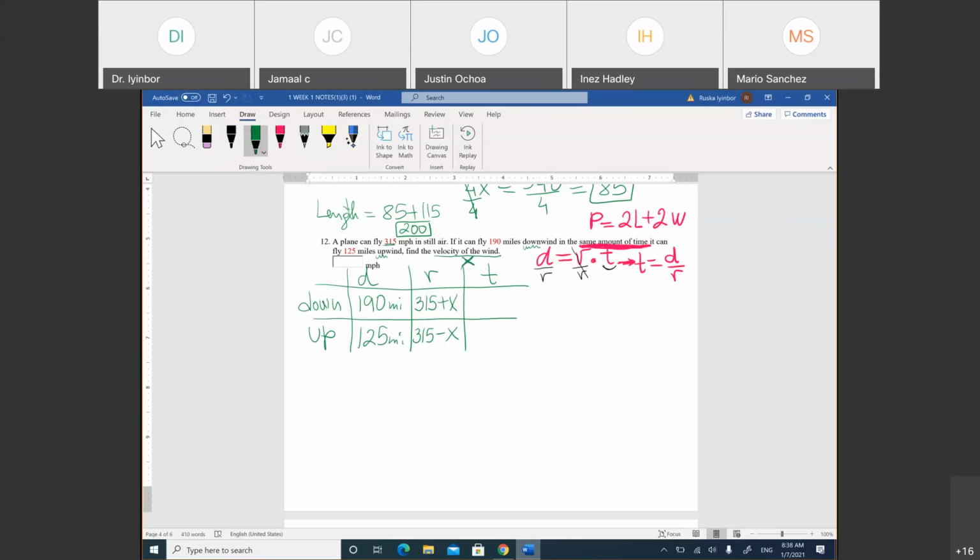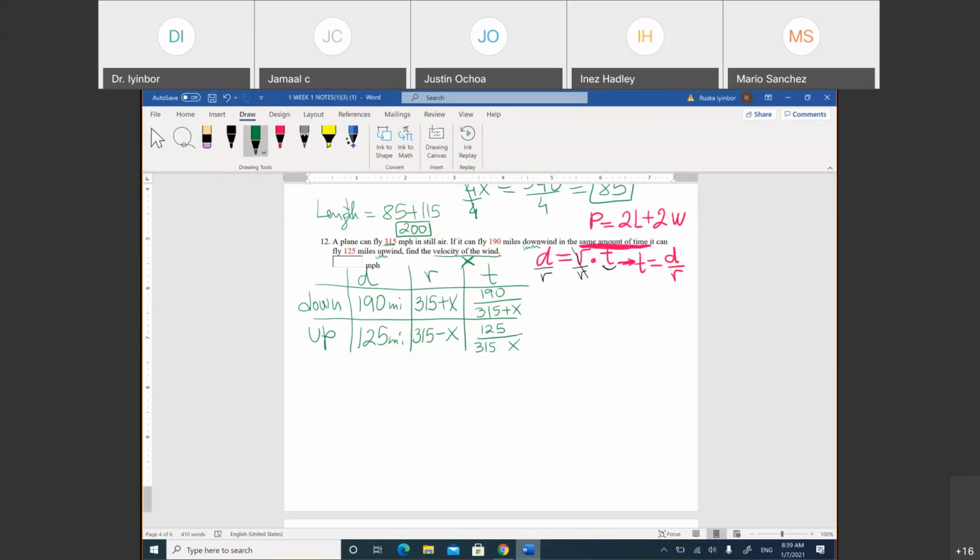So in the table, I know the time is distance divided by the rate. They give me the distance, they give me the rate. So downwind, the time to travel 190 miles is going to be 190, which is the distance, divided by the rate, the speed, 350 plus x. And the same way for the upwind: 125 is the distance divided by 350, I'm sorry, minus x, right?